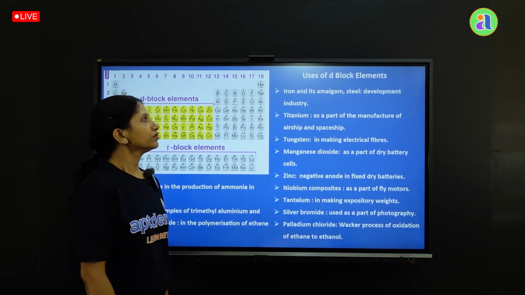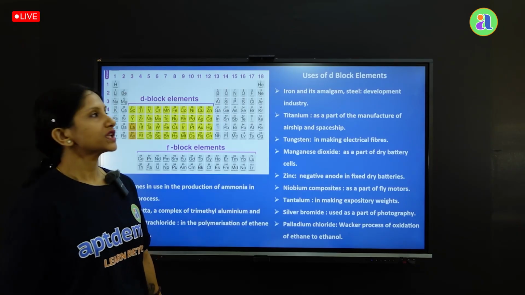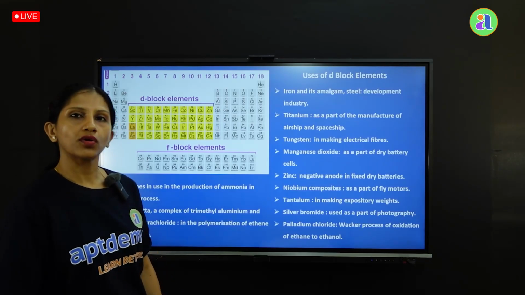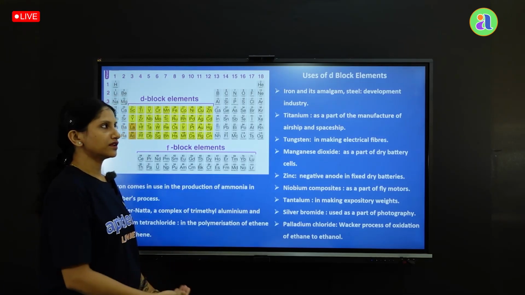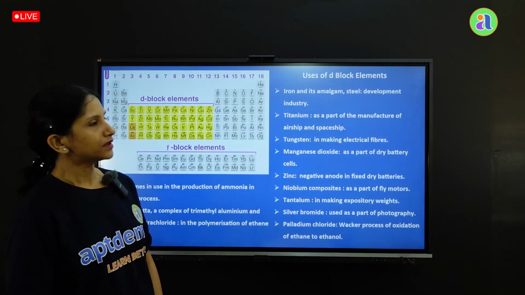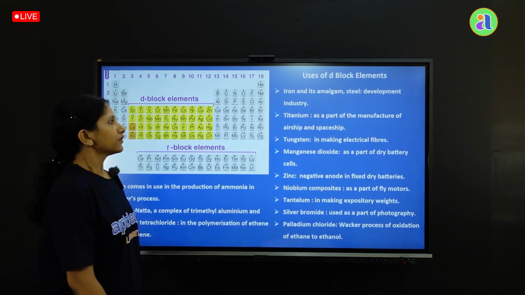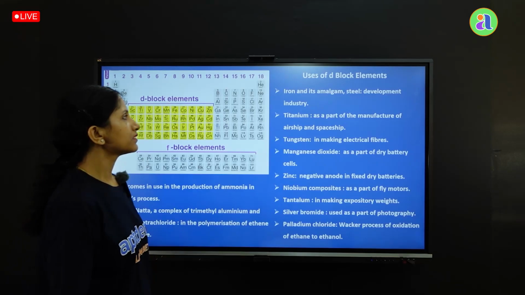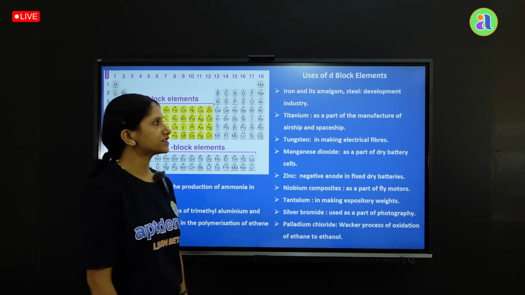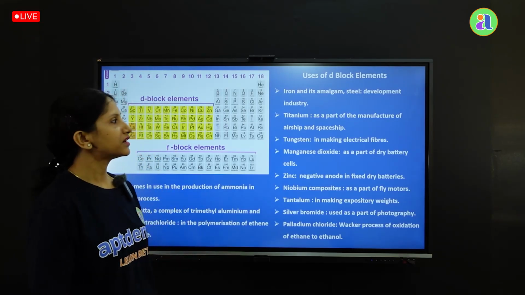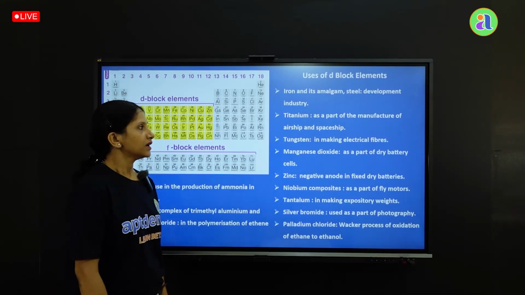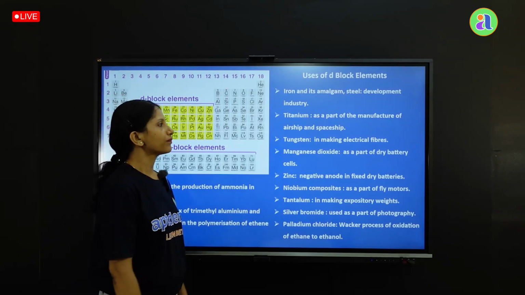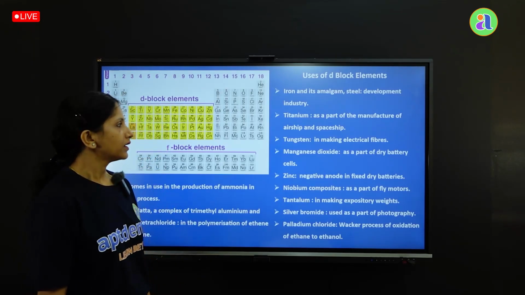So I am going to share with you some of the very useful aspects of the D block elements first, and in the next slide I will be discussing the uses of F block elements. So you can see that iron is a D block element. Iron and its alloy, which is steel, can be used in the construction industry. Titanium can be used in the manufacture of airships and spaceships.